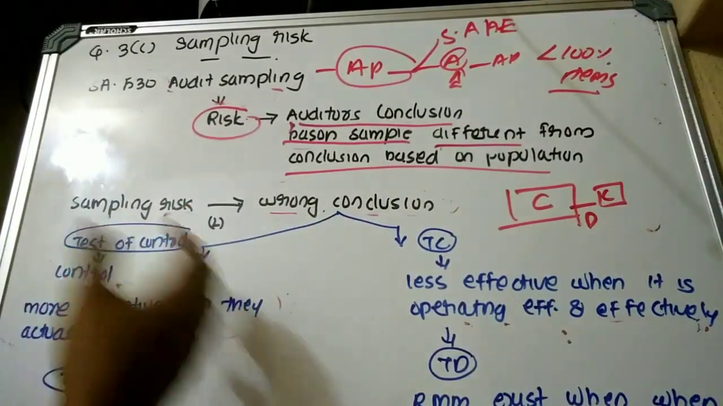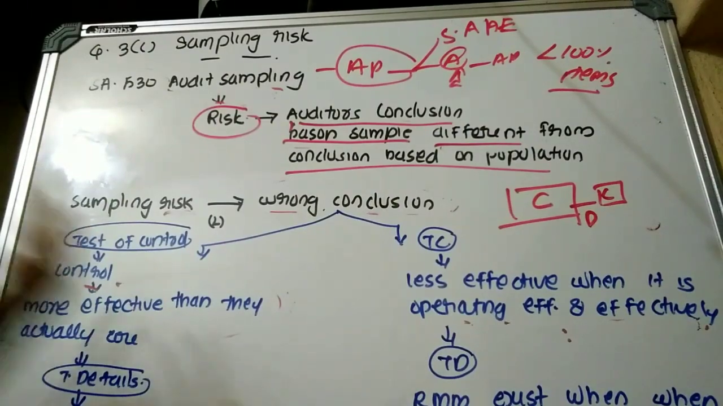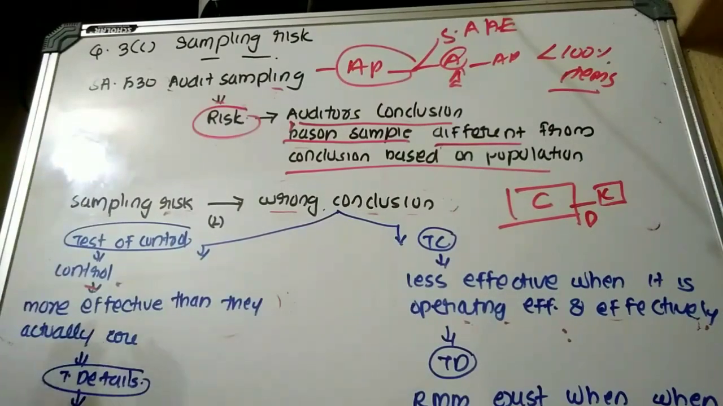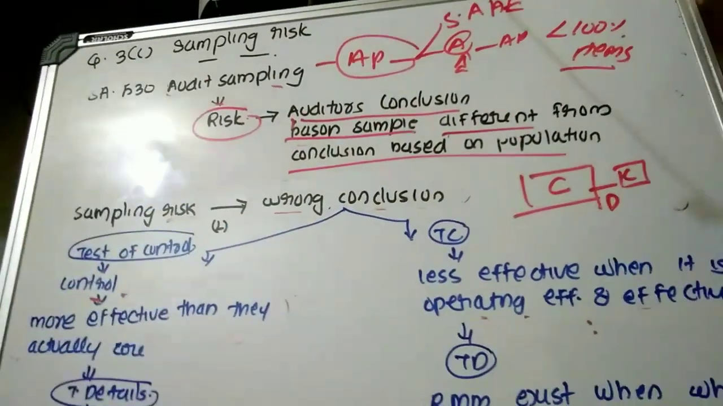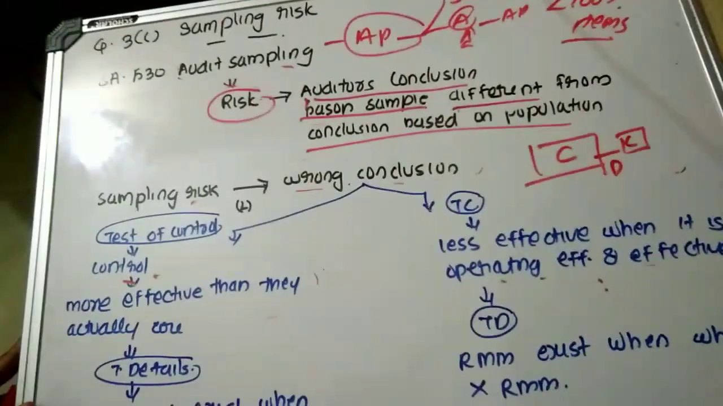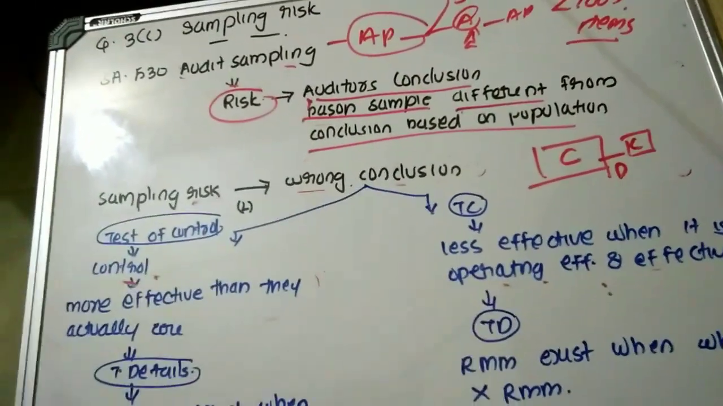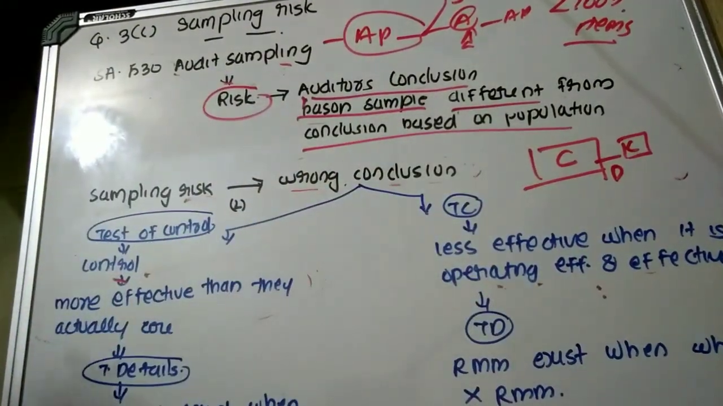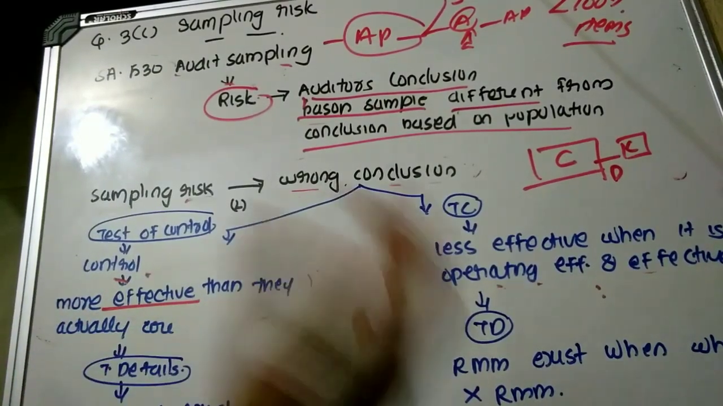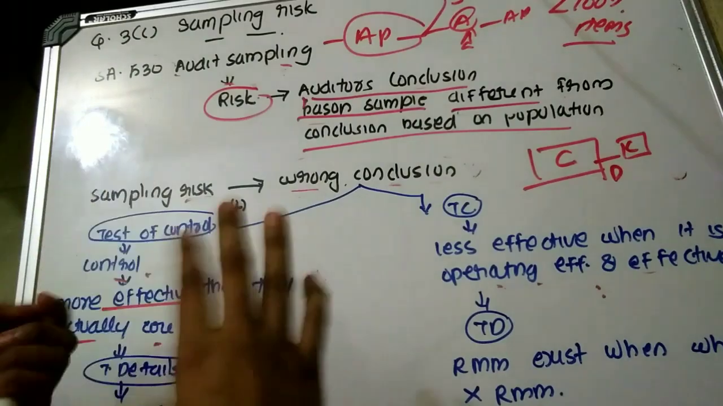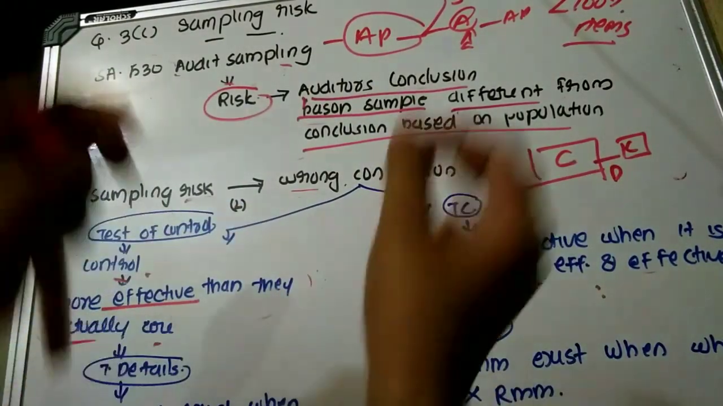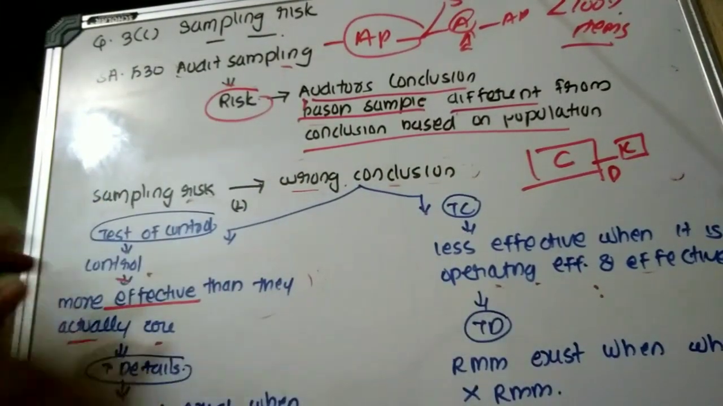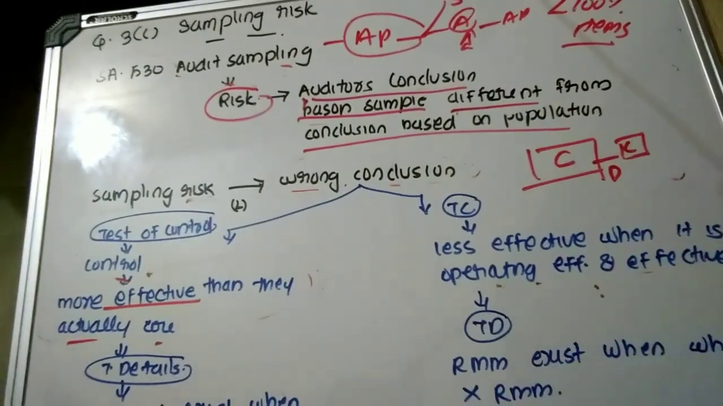Suppose the auditor is performing test of control. Why is the auditor performing test of control? So as to obtain audit evidence with respect to the operation of the internal control system, that is, whether the internal control system is operating efficiently and effectively. So the auditor is performing test of control on the sample. It is giving a conclusion that the internal control system is operating more effectively than it actually is. That is, actually the internal control system existing in an organization is less effective or is not operating efficiently, but the conclusion from this sample is stating that the internal control system is perfect. It is operating efficiently and effectively.